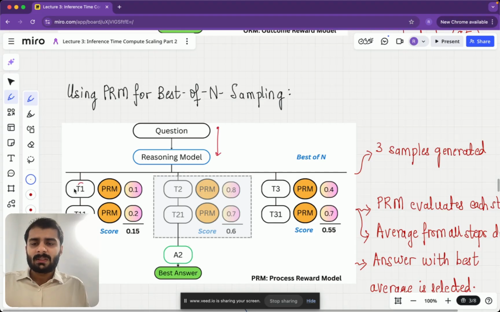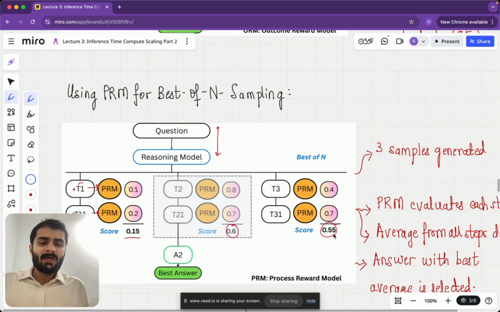Both these reasoning steps are passed through the PRM, and we are getting scores 0.1 and 0.2, and we are doing a weighted average. So it is 0.15. Here again we are doing an average, which is 0.6, and here we are doing an average, which is 0.55.